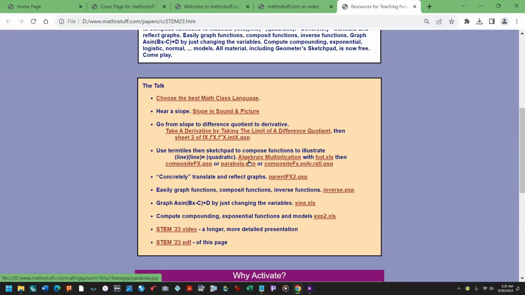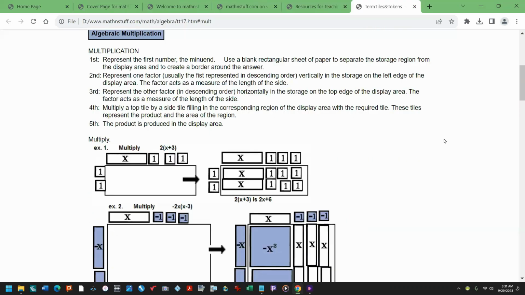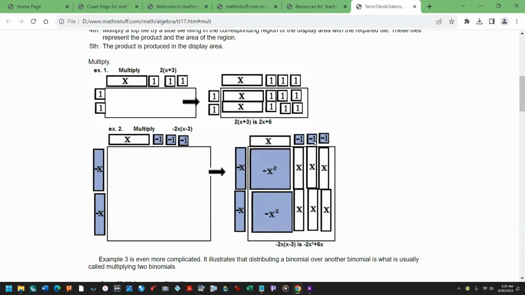Okay, algebraic multiplication. This is pre-function, but I'm going to do it anyway. Algebraic multiplication, if all you've got is a visual, this is the summary. To multiply a constant times a binomial, set up a box, place the constant, either way, it doesn't matter, on the edge.